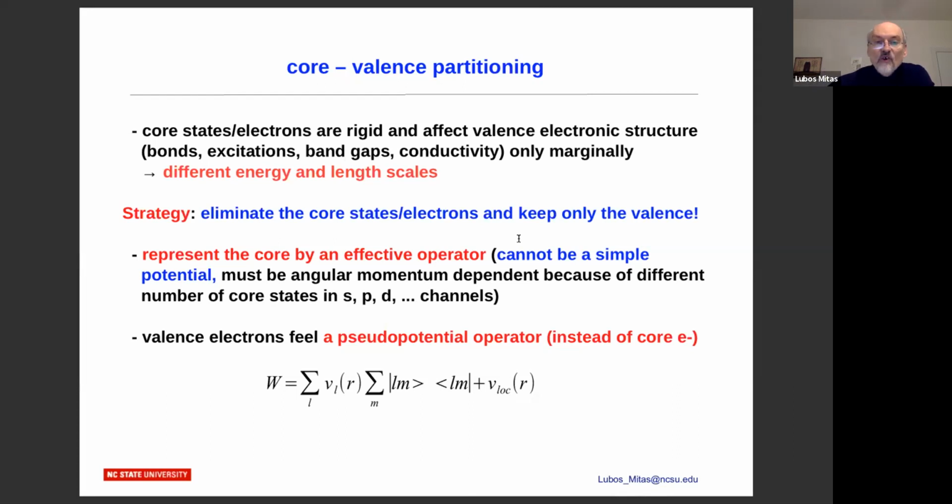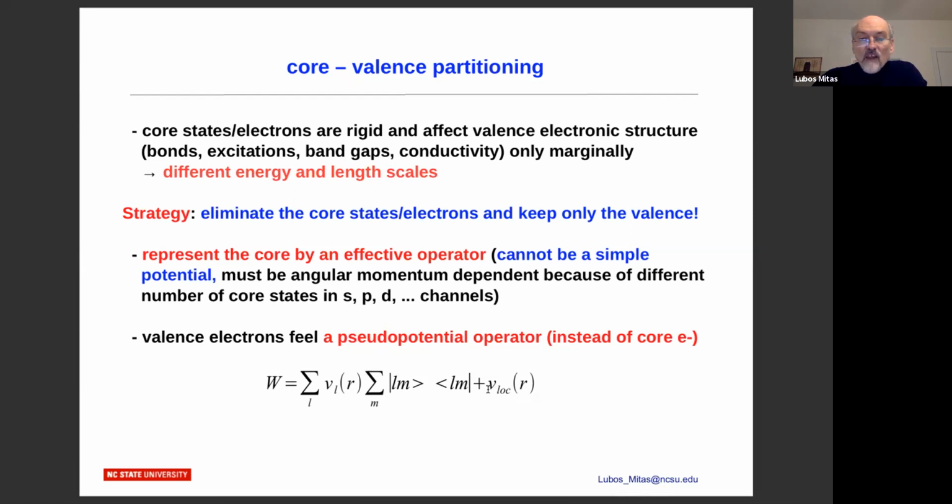So we'll represent the core by an effective operator, and we immediately understand that it cannot be a simple potential because there is a different number of electrons in the core in the different angular momentum channels, S, P, D, and so on. Therefore, at the minimal level, this has to be atomic angular momentum dependent. So it will have these projection operators on spherical harmonics, which are the eigenstates of the one particle atomic angular momentum operator.